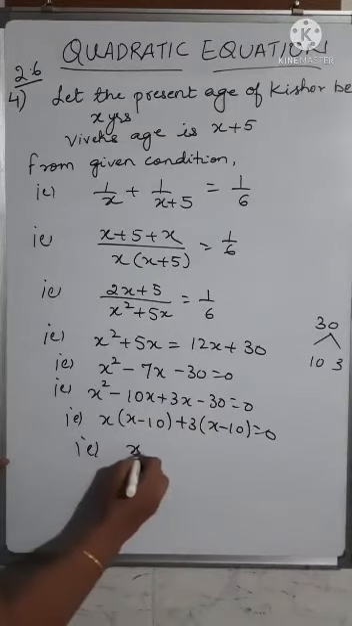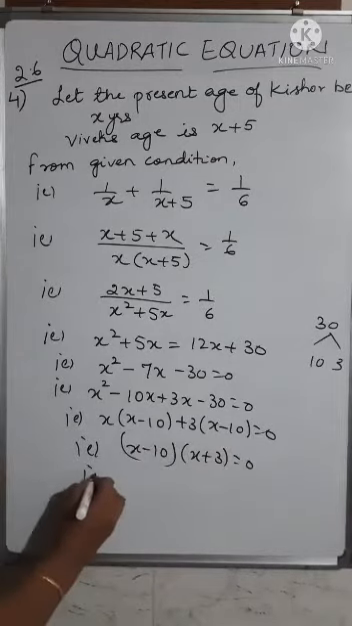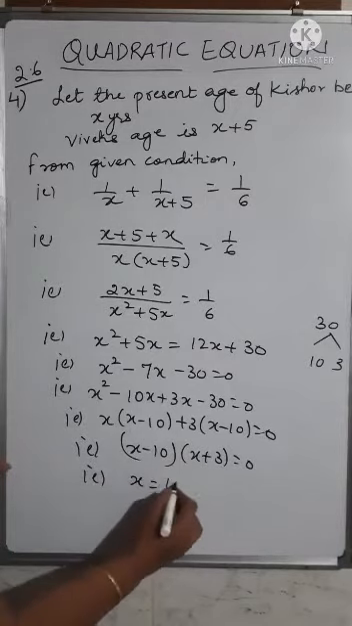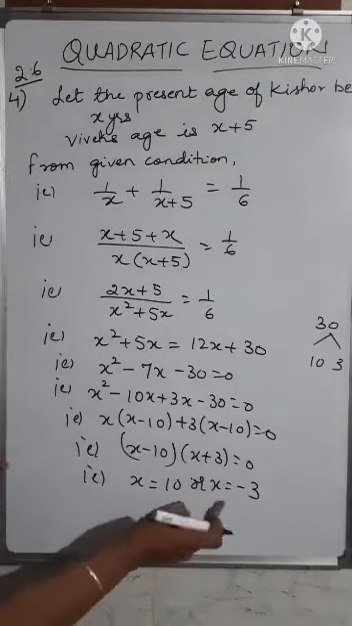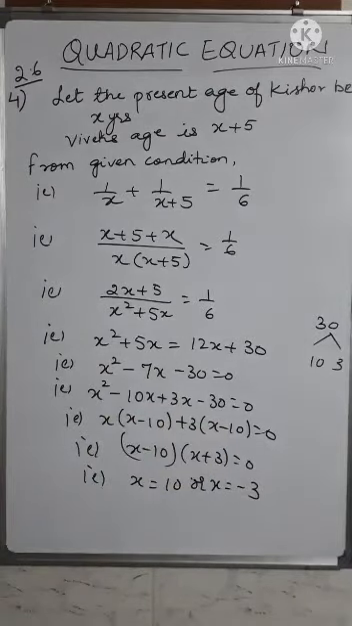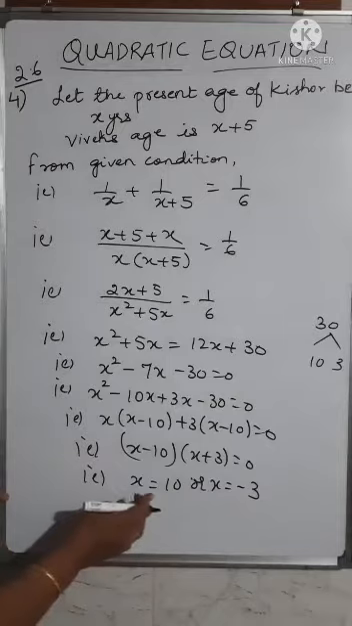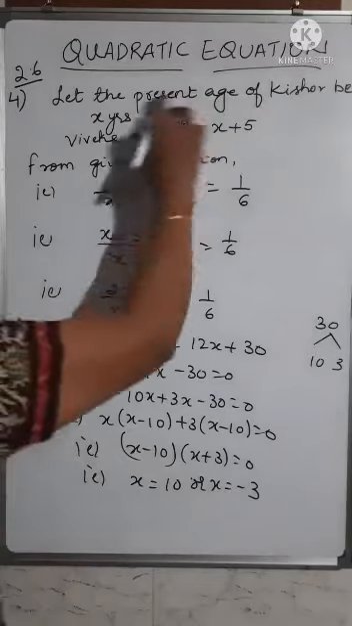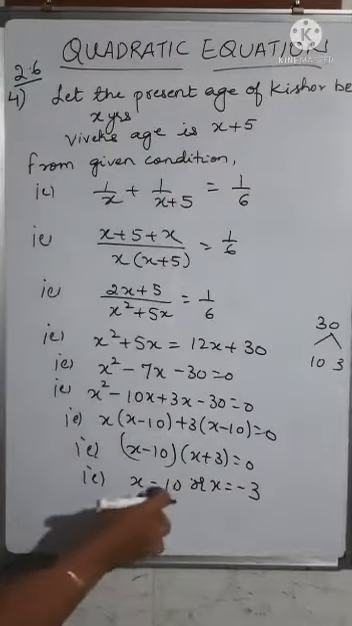So from this, either x minus 10 into x plus 3 equal to 0. So what you get, equating both of it to 0, you get x is equal to 10, or you get x is equal to minus 3. So from these two values, according to what statement is given in the problem, you have to decide which is the value for x. So here age is given. Age cannot be in terms of a negative sign. So therefore the value of x is equal to 10. That is the present age of Kishore will be 10 years and the present age of Vivek will be 10 plus 5 which is equal to 15.